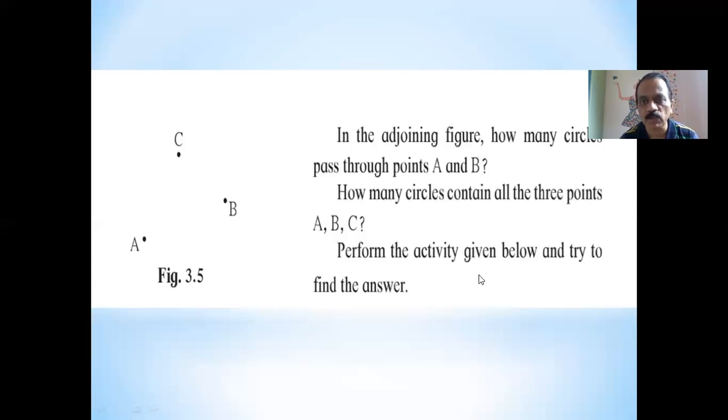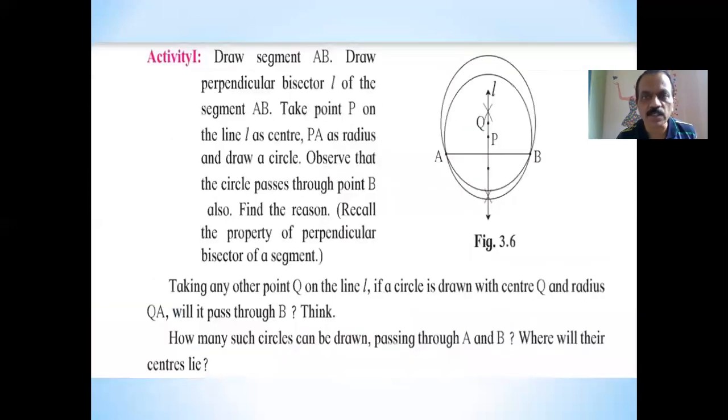Perform the activity given below and try to find its answer. So we draw these 3 points in your notebook and draw a segment AB and draw a perpendicular bisector, and then take different radii and draw so many circles which are passing through that point. This is the main part of the activity we can do. And now the next point is activity first, which is related to the given 3 points.